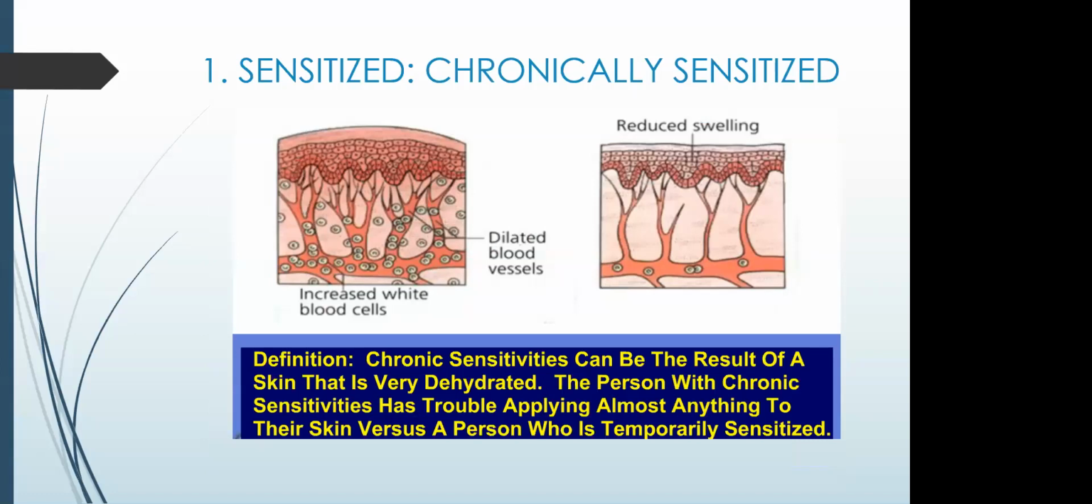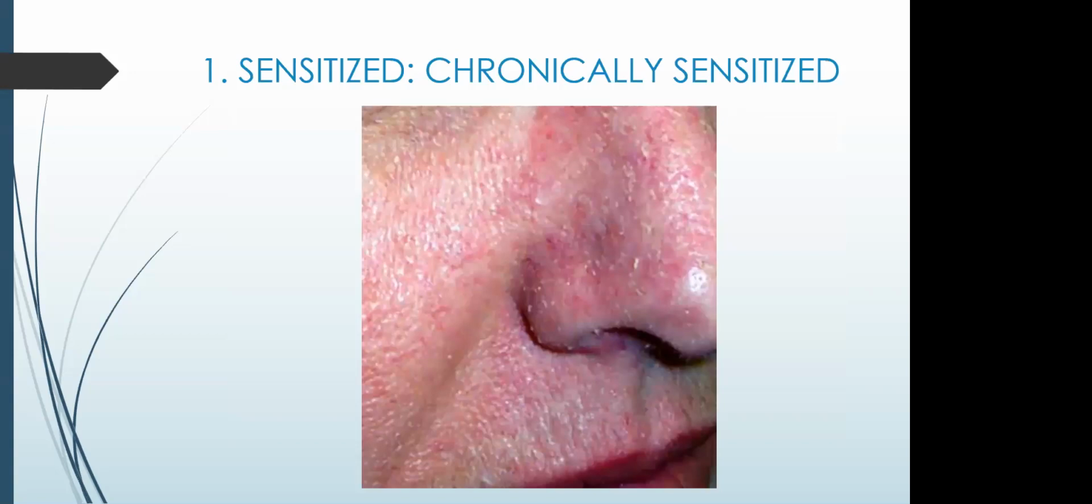Chronic sensitivity. Again, red patches, inflammation, edema, warm to the touch, burning, itching, and stinging sensations. Factors that put the skin in a highly sensitized state for chronic could be an allergic reaction, allergies, severe dehydration, skin diseases such as eczema, psoriasis, or seborrhea. So here's an example of a chronic sensitivity.